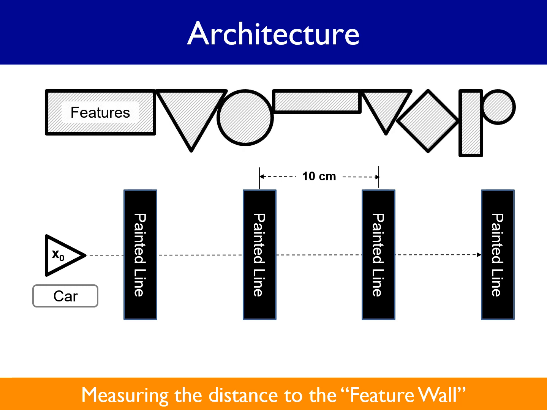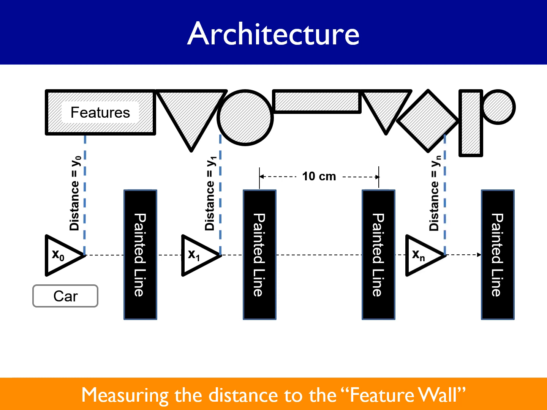As the car drives along, it passes a feature wall and it makes measurements from the car to the feature wall as it drives in a sequence as it crosses these painted lines. Now, the car has no idea where it is. It's just guessing how far it's gone. It's going to use the SLAM algorithm to make a precise calculation of its x position, and therefore it can cross-reference its y distance.